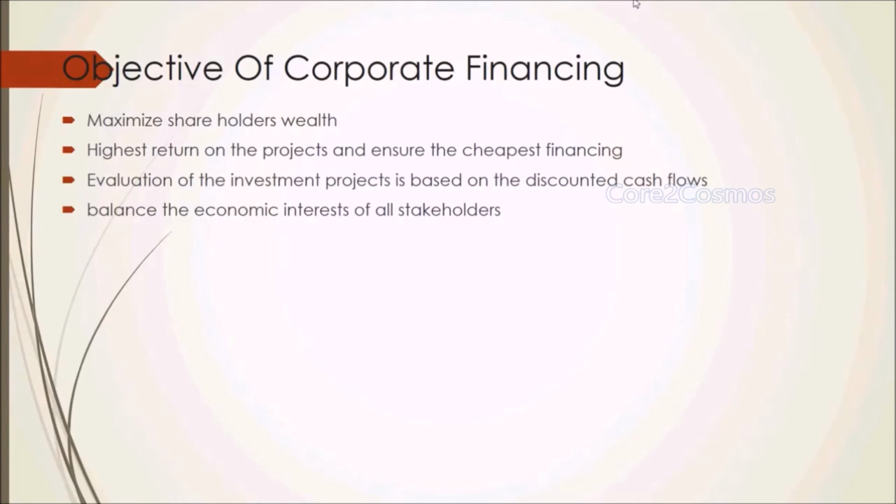I should always try to get the highest return on the projects and ensure the cheapest financing, right? That is the objective of every business. I have to put in less money as investment and I should always try to get maximum returns. For getting the maximum returns, I should choose the projects wisely using several techniques like capital budgeting. Evaluation of investment projects is based on the discounted cash flows, right? I have to evaluate which projects I'm going to invest in based on the cash flow that I'm going to receive over several periods of time.